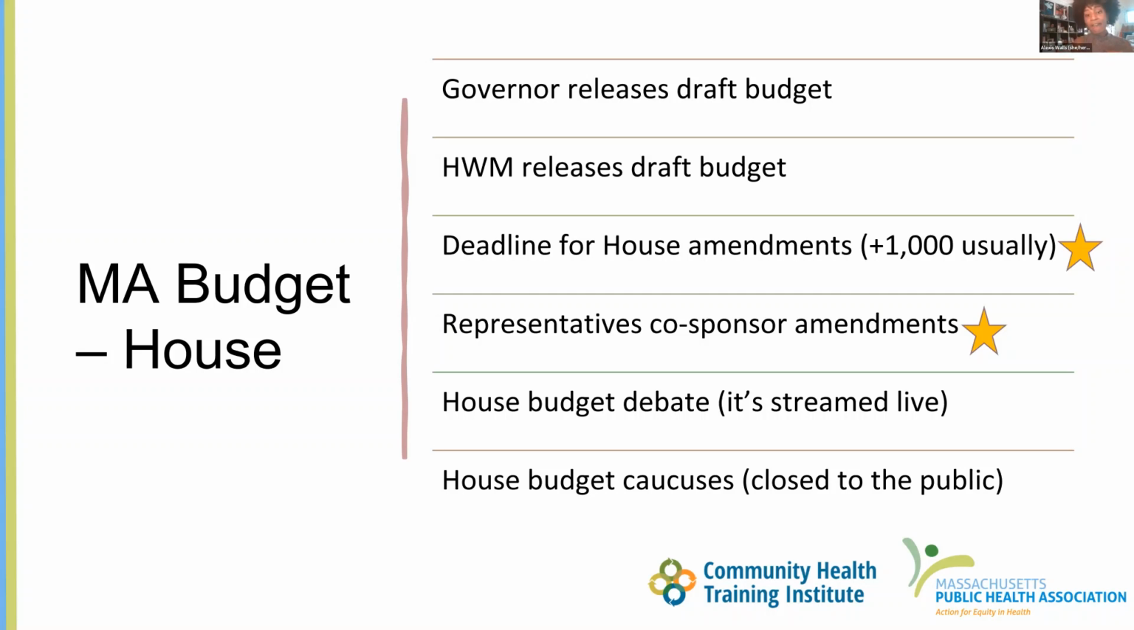Another key moment of advocacy is when representatives actually co-sponsor amendments. Once an amendment's been filed, if you live in an RTA service area, say you're served by the WRTA or the Pioneer Valley Transit Authority, and you see that an amendment has been filed to increase money for RTAs, you might say, my legislator didn't file this, but my legislator certainly can co-sponsor. So you're going to be reaching out to your legislator to ask them to co-sponsor amendments. Those are key moments of advocacy within that House process.